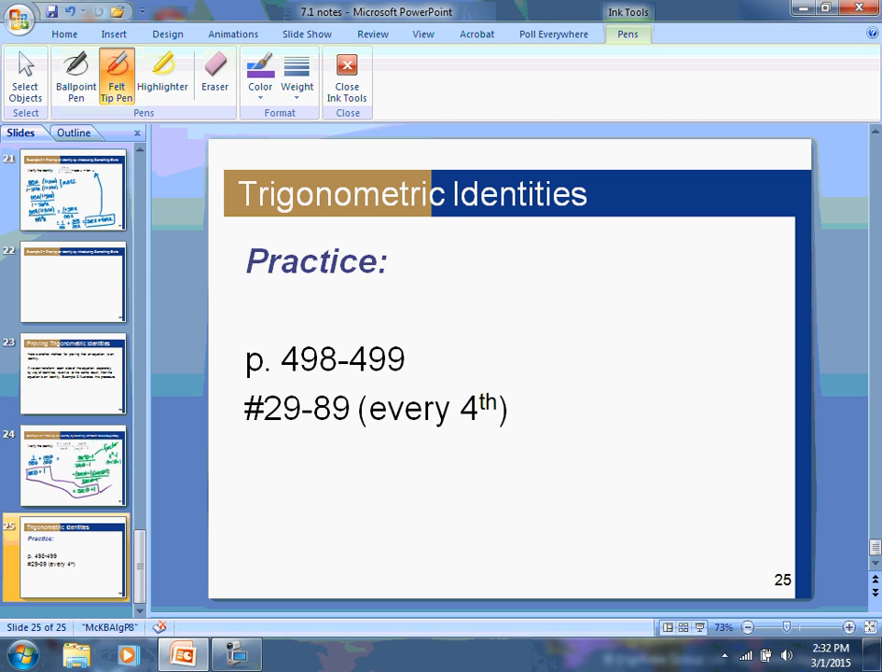You're going to be doing 29 through 89 every fourth. So that's like every other odd problem. And since they're odds, you can check them in the back of the book. But remember, the work is all worked out in the binder in the classroom as well. And if you have any questions, come on in and see me before school.